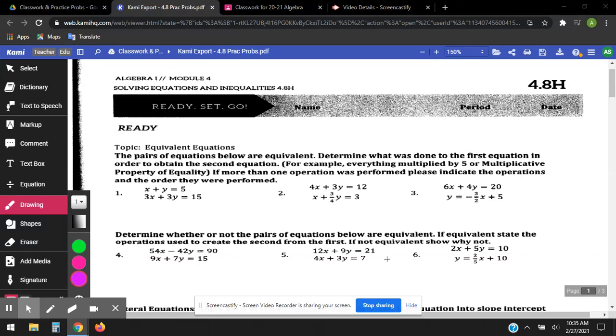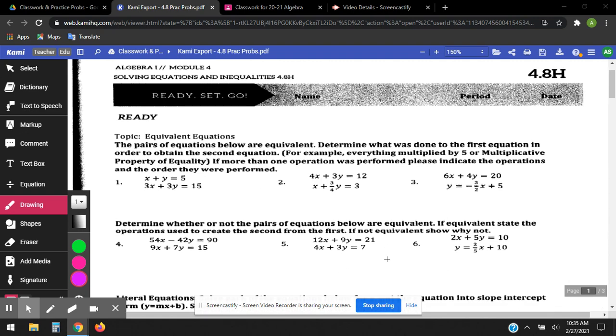Hi, this is Algebra 1, Module 4, Lesson 8. These are the practice problems. Let's look at equivalent equations first.